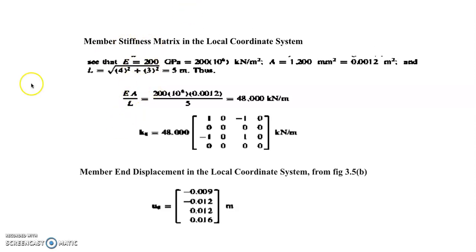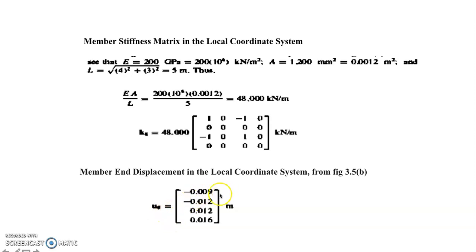A refers to our area. So get the value for the area of member 8. L refers to the length of member 8. Since that was inclined, you have to use the Pythagorean theorem. So you simply have to substitute to this equation, and the resultant is 48,000 kilonewton per meter. And you have to substitute that onto our formula for K, which is our member stiffness matrix, and you have now this equation.